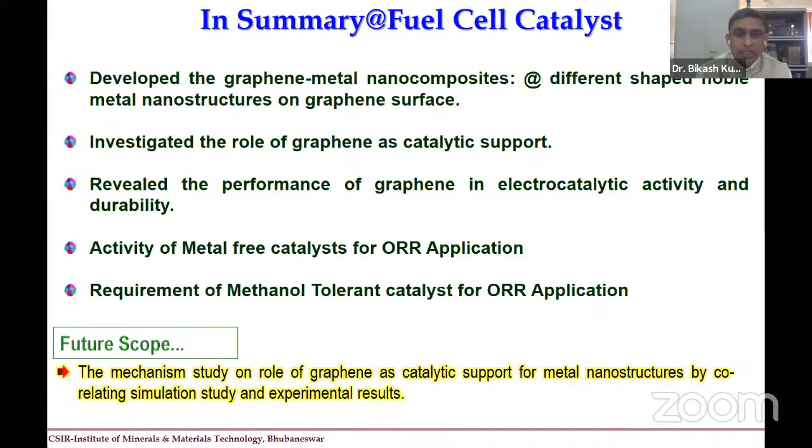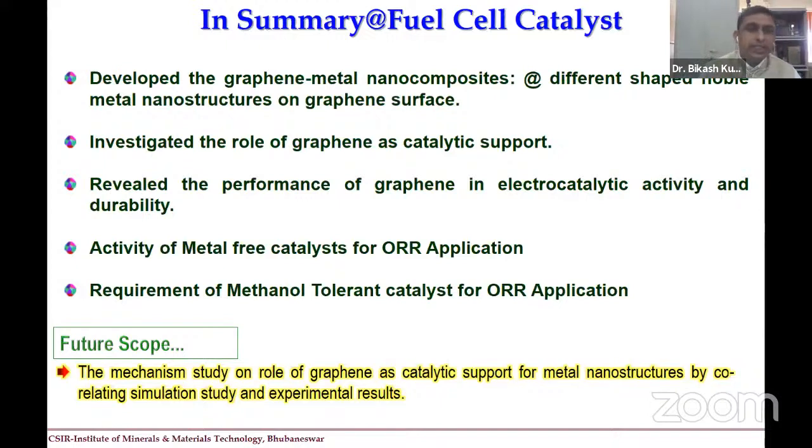So in summary, I just want to compile these materials for fuel cell application. We have developed different kinds of metal based materials on graphene surface, and also some methanol tolerant catalyst, and also some metal free catalyst. The question comes, why are you using noble metals, tungsten metal? They have a cost, and whether it can be good for commercial purpose or not. So that's why you try to develop some metal free catalyst by doping nitrogen, sulfur and carbon.